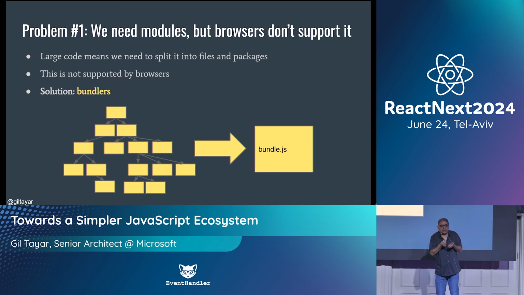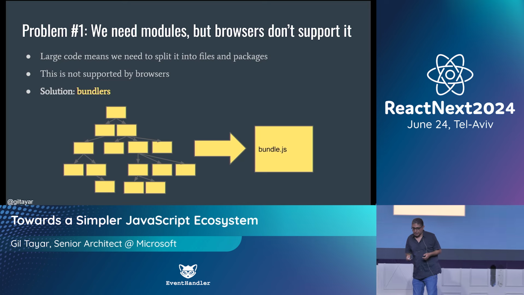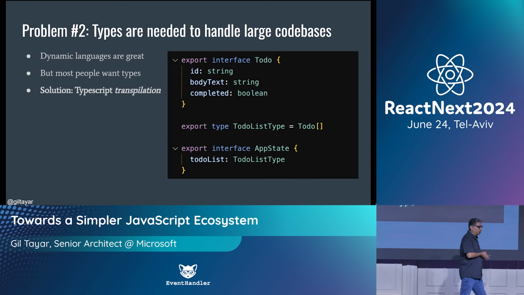What does a bundler do? It takes all those files, it goes to the index.js that you have and starts crawling the files and seeing what you're importing, and then bundles all of them together into one big bundle.js or main.js or whatever. So that's the problem and that's the solution.